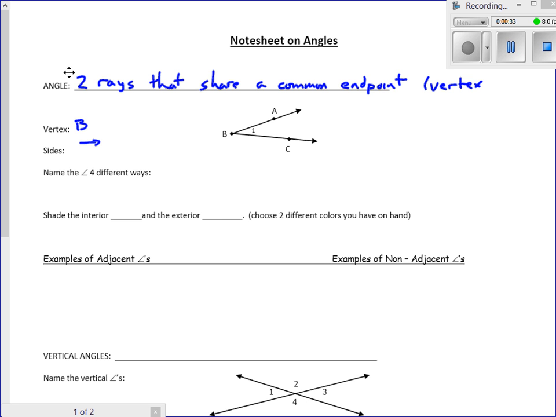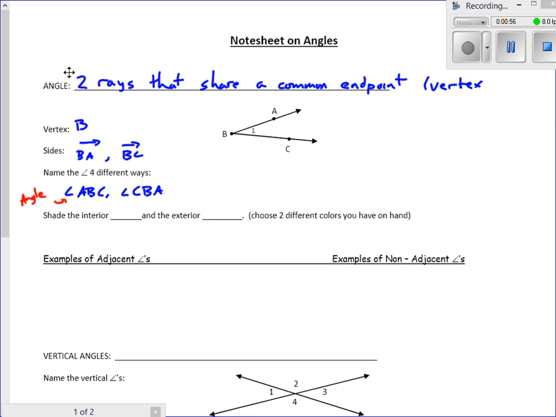The size of this angle would be ray BA. Notice I put the ray over the top and ray BC. And there's a few different names that we could give this particular angle. The two that are probably the most obvious to you, angle ABC and angle CBA, right? And again, that little symbol in front, that means angle. That's the symbol for angle.